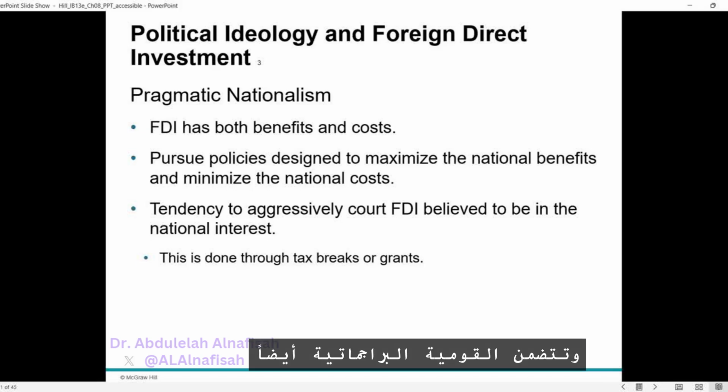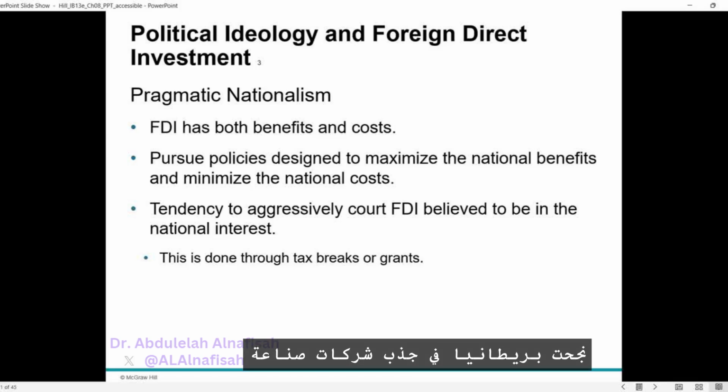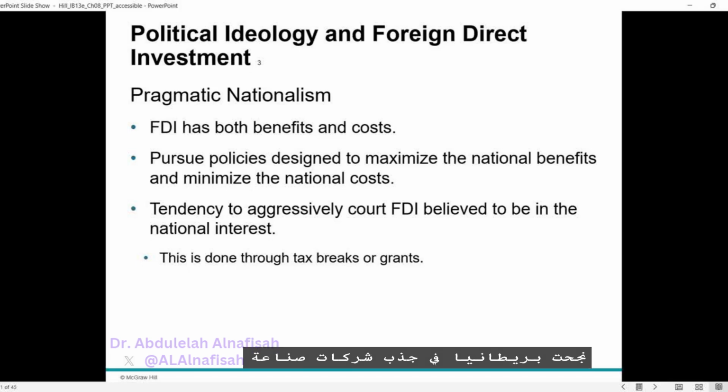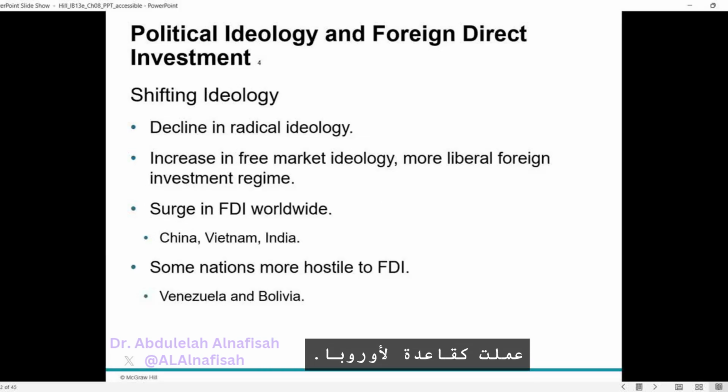Pragmatic nationalism also involves courting FDI that aligns with national interests, often through subsidies and tax incentives. For example, EU countries compete for U.S. and Japanese FDI. Britain successfully attracted major Japanese carmakers like Nissan, Toyota, and Honda, creating employment and balance of payments benefits while serving as a base for Europe.